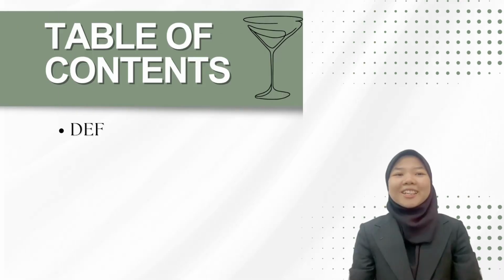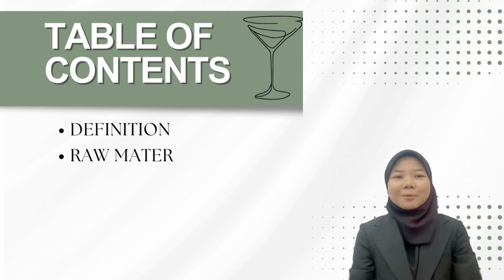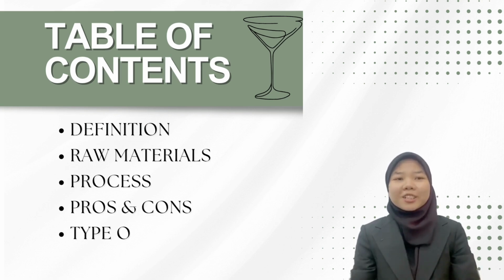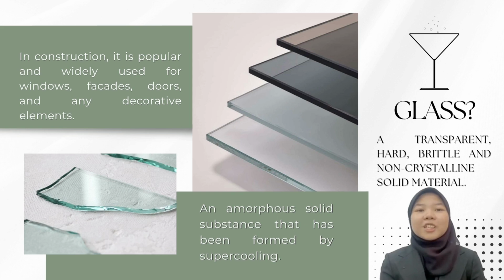Assalamualaikum and good morning. My name is Mai. Today I will be explaining about glass, but specifically I will share about the definition of glass, the raw materials that they use, the manufacturing process of glass, and the last one for my part is the advantages and disadvantages of using glass in construction. In this slide, we also include the type of glass and the application of glass in building. Now, let's begin with the definition first.